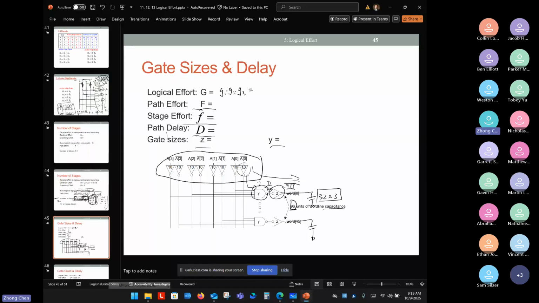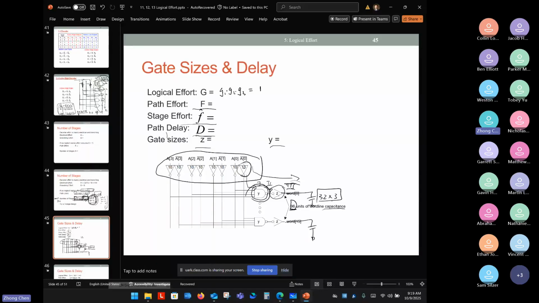The G1 value is 1, for the inverter, you don't have to think about that. And then a 4-input NAND gate. What is the G value? People may say, oh, I need to go back to the tables to check that. If I don't give you the table, you're still able to calculate the logical effort by yourself. How can we do that?